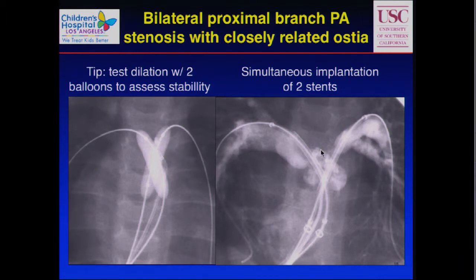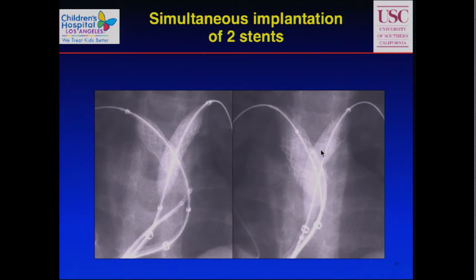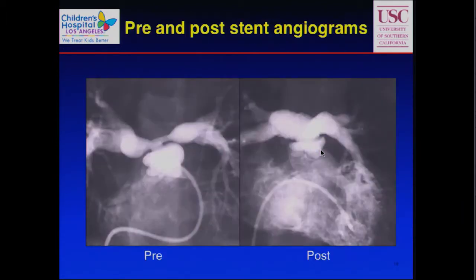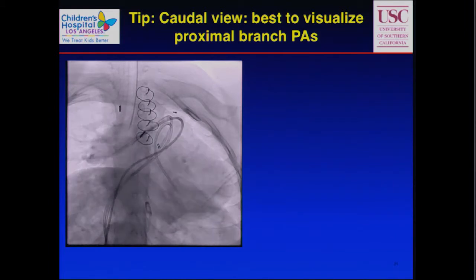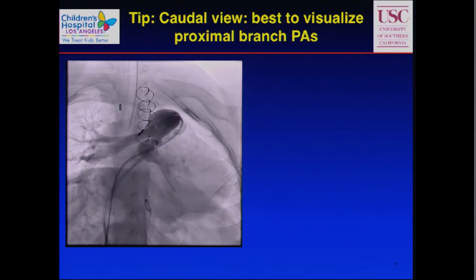So once I've tested the stability of the balloon and the hemodynamics, I have both sheaths up there, and both stents are gone up, and we do this simultaneously. And this is what it looks like afterwards. So here's another show that sometimes the caudal view is the most important view. So if you don't see the proximal stenosis well enough, put it to a caudal view. Then you can see the separation. And here you see the 2 branches are right next to each other.